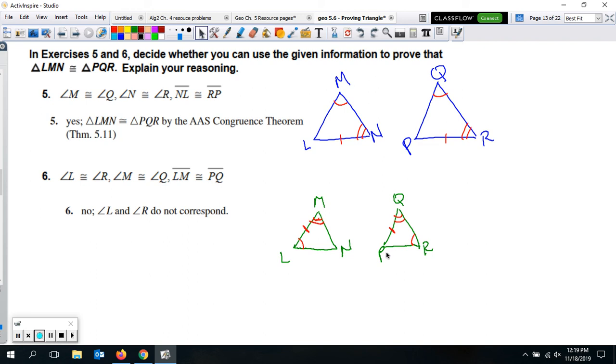L corresponds to P, or R corresponds to N. So if they would have had L and P, then we could have used AAS like this one. But if we would have had the N and R shown, then we could have used this one with the angle, angle, side like that one. So no, because of L and R not corresponding.